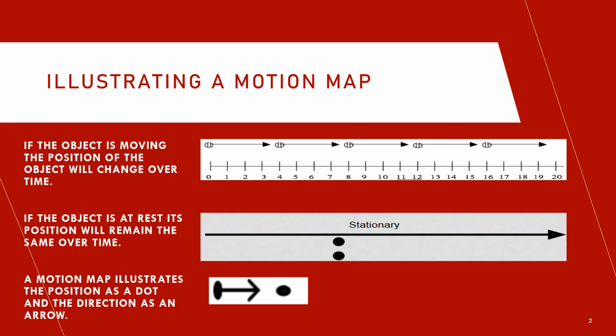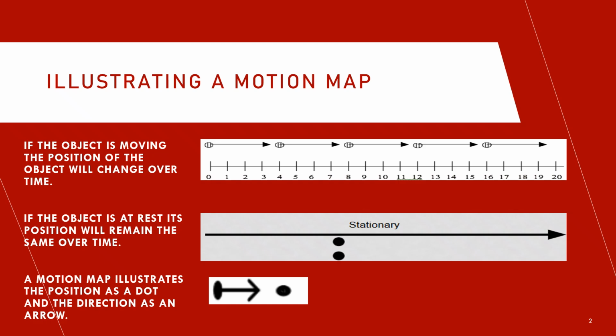Today's topic is going to be drawing and analyzing qualitative motion maps for constant speeds. So, when illustrating a motion map, we see that we have dots and arrows. The dots are usually a representation of the actual object position on a motion map, and they also identify how many seconds we have on this motion map. So you're going to see 6 dots if it's 6 seconds, and so forth and so on.